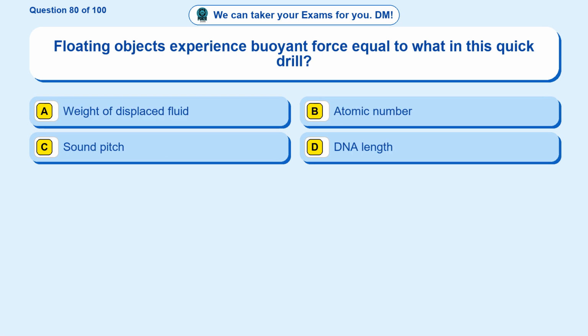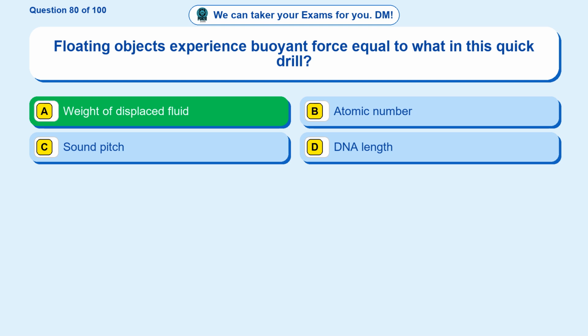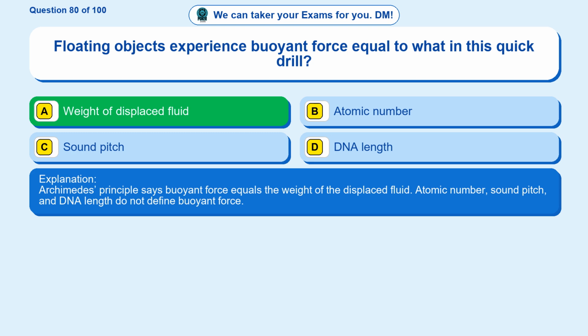Question 80. Floating objects experience buoyant force equal to what in this quick drill? Option A, weight of displaced fluid. Option B, atomic number. Option C, sound pitch. Option D, DNA length. The correct answer is option A. Weight of displaced fluid. Archimedes' principle says buoyant force equals the weight of the displaced fluid. Atomic number, sound pitch, and DNA length do not define buoyant force.